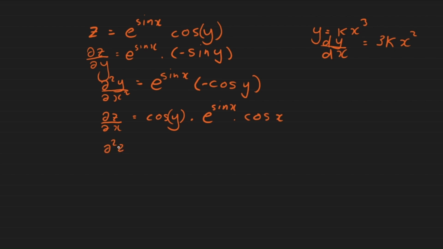Finding the second derivative, again, cos of y remains the same as it's a constant. We treat the other variables as constant. Now we need to find the derivative of e to the power sine x times cos x. So we can see that this is the product of two functions of x, so we need to use the product rule. So let's just remind ourselves what the product rule is.